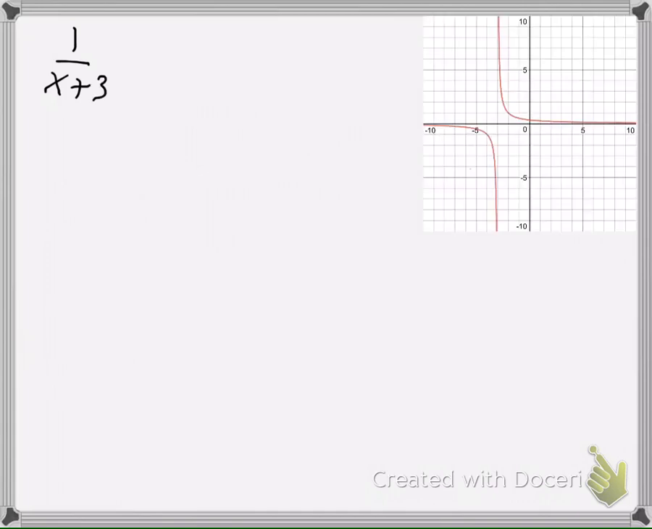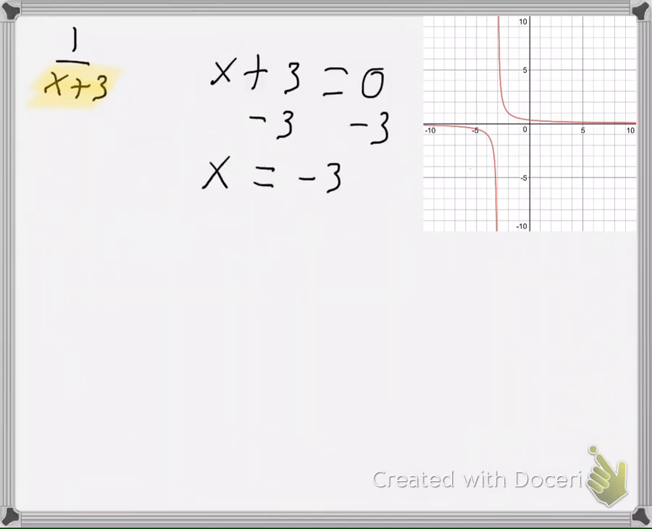It's undefined. And so I'm going to show you how to figure out the x value that makes the expression undefined. What you can do is take the bottom and set it equal to 0. So solving for x, I subtract 3 from both sides, I get x equals negative 3.